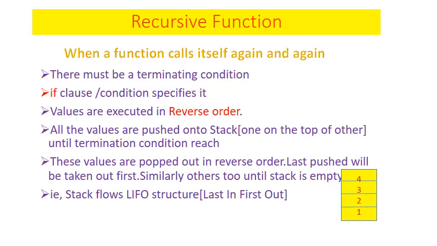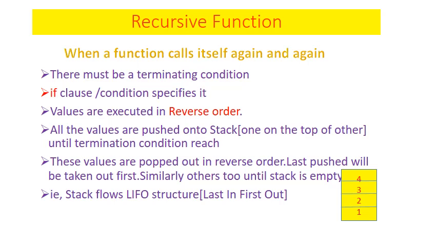And the values in the recursive function are executed in reverse order. Whenever the values come in at each function call, they will be pushed onto the stack, one on the top of another, until it reaches the termination condition. These values will be popped out later in reverse order when it comes out from the function definition, until the stack is empty.